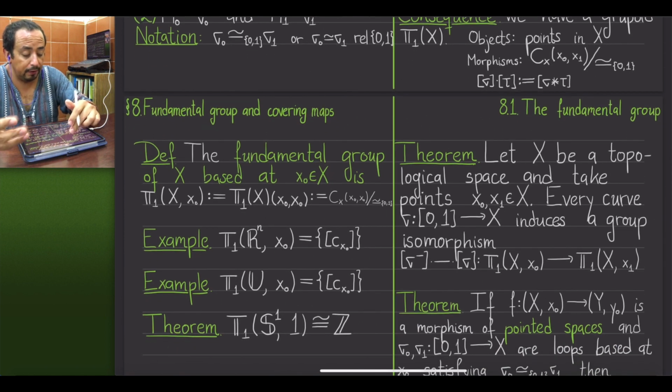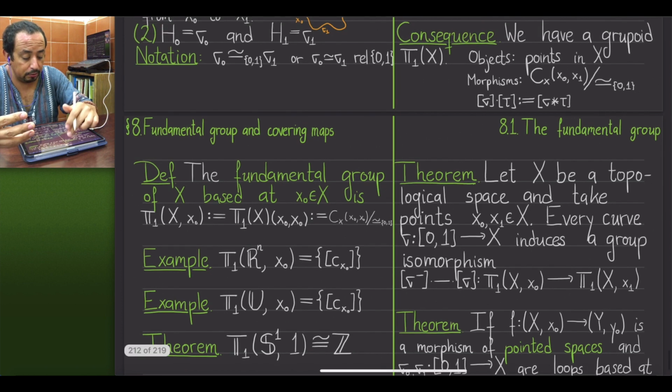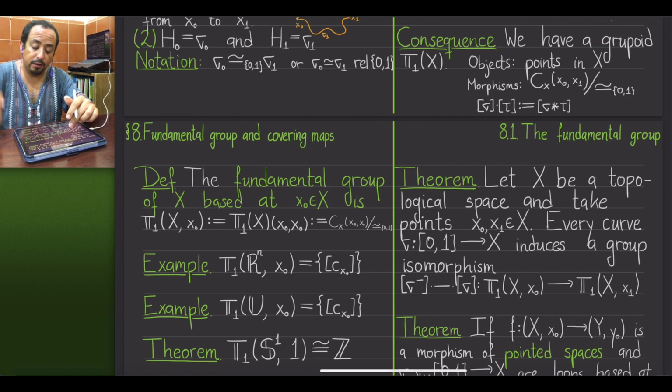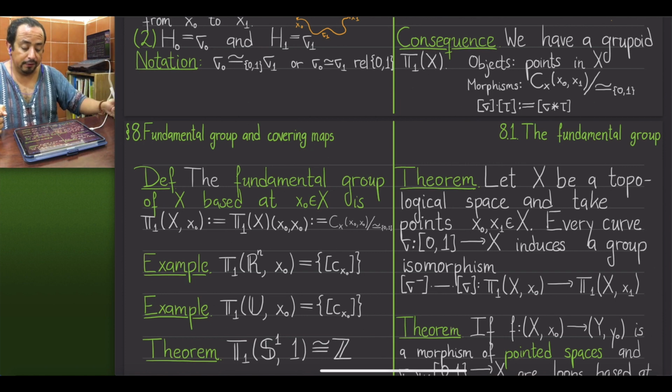Automatically, we have that in a path-connected space, the fundamental group based at one point is isomorphic to the fundamental group based at any other point, right?